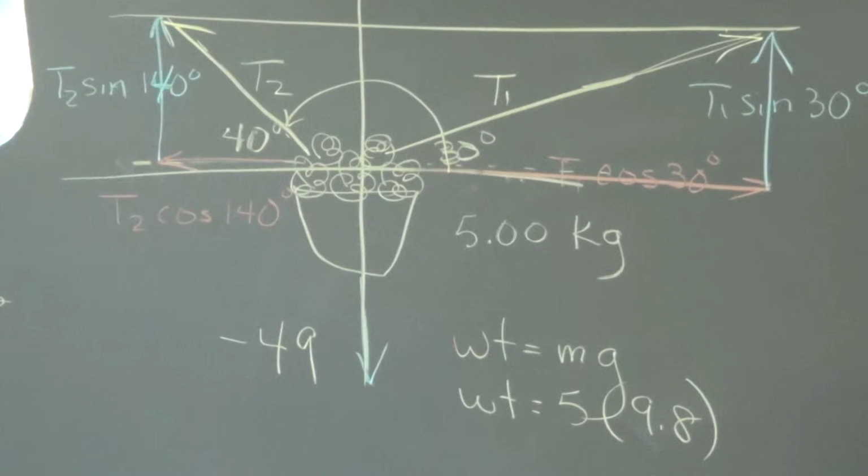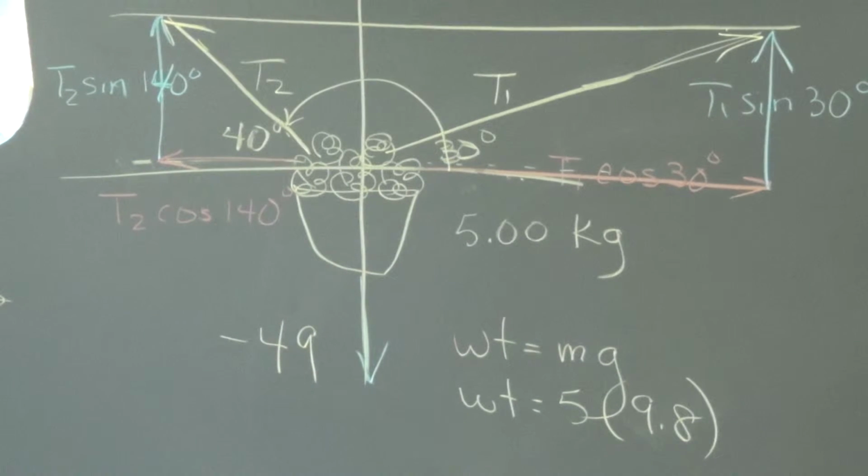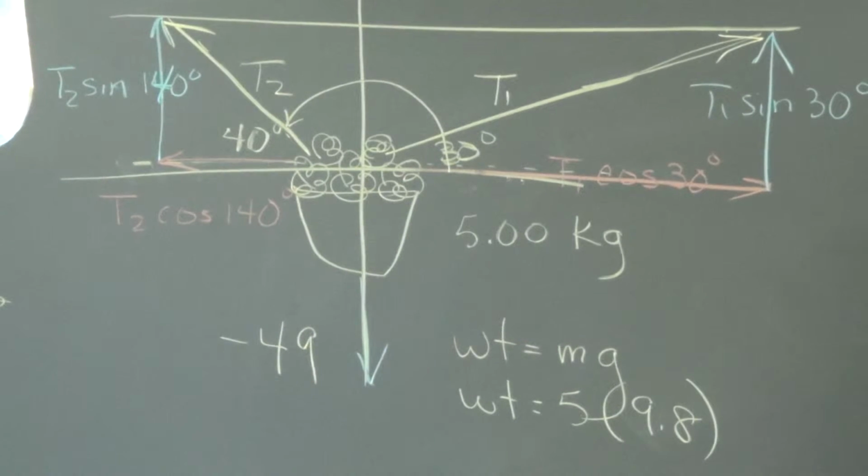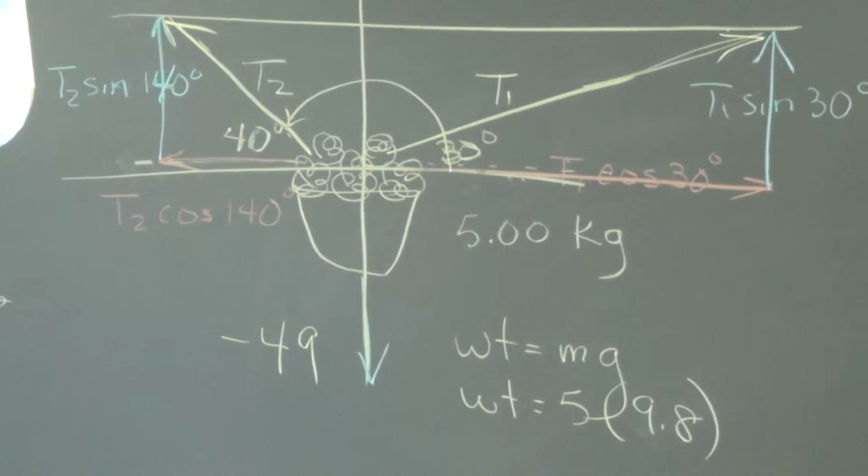Alright, let's start. We'll start with the horizontal ones first. You do not have to, but we'll do that. The horizontal ones I work in pink. So I'm going to have the sum of the forces equals 0 because it's still. It's not moving left or right. So the sum of the forces are, there's a T2 cosine 140, and there is a T1 cosine 30, and there's no other forces in the horizontal direction.